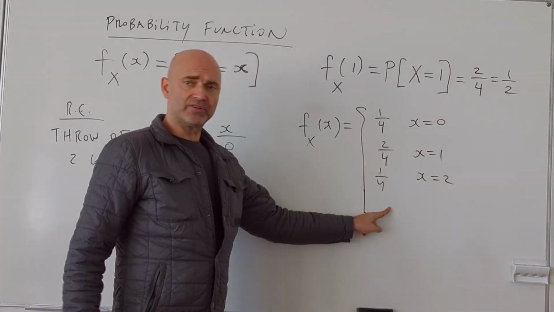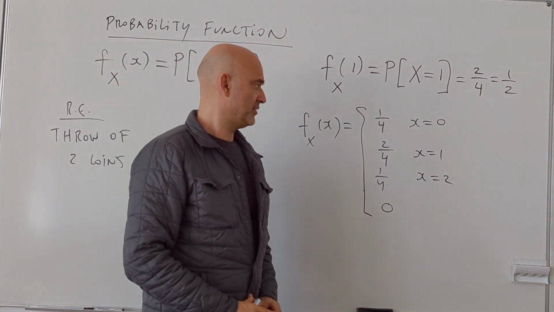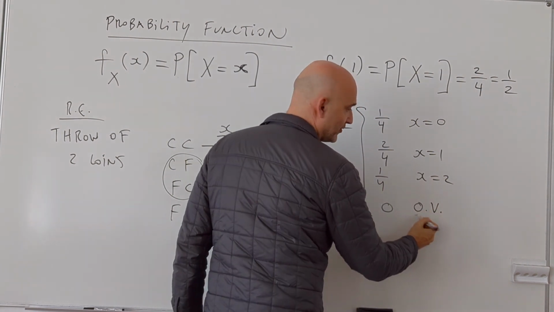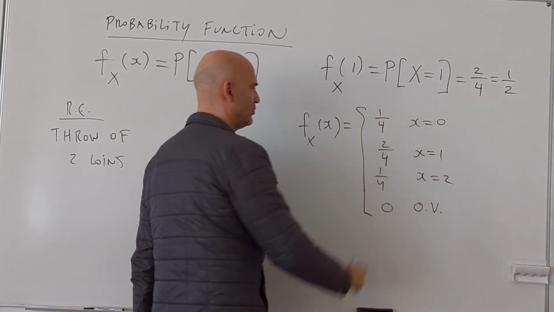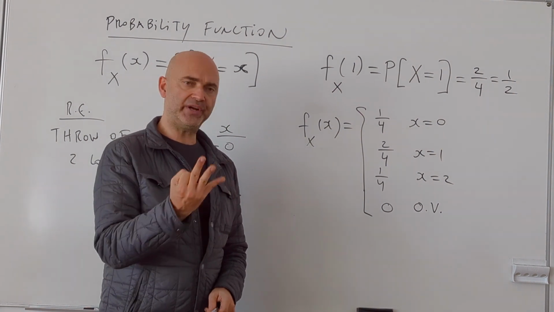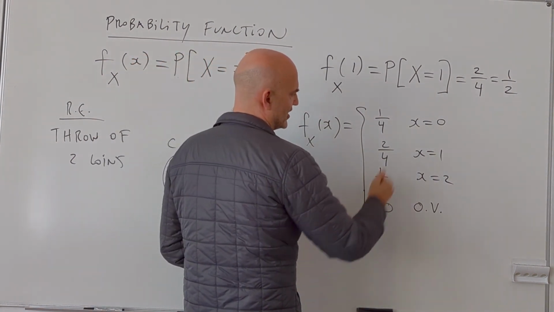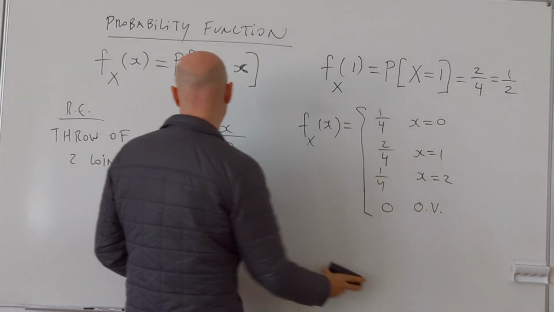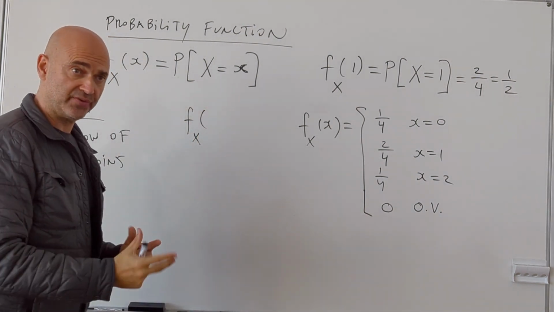And then we put here 0 for all other real values that are different than 0 or 1 or 2. So we write it like O.V., other values. For the value of 0 we have this probability and so on, but for other values we put 0. Okay, but we can write this only with 3 branches instead of 4. Why? Because the values 0 and 2 both have the probability 1 divided by 4. So we can write the probability function in a shorter version.